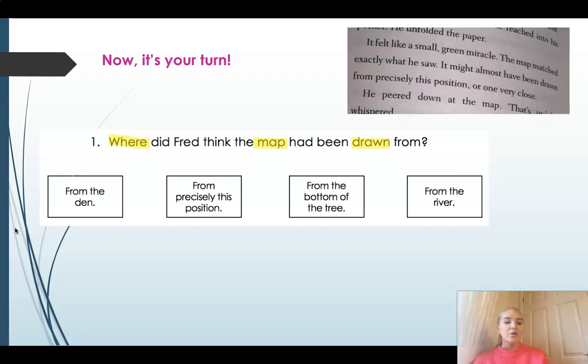So then we might have looked at the text and start scanning where Fred thought the map had been drawn from. And we can see here, it felt like a small green miracle. The map matched exactly what he saw. It might almost have been drawn from precisely this position. Ah, it might have been drawn from precisely this position. And that's where Fred thought the map had been drawn from. And have I got that as one of my answers? There it is, and I can circle it there.